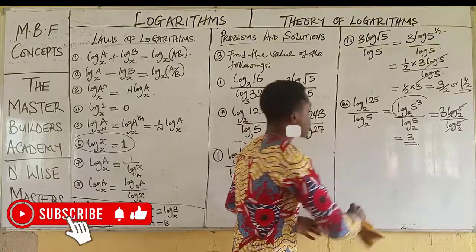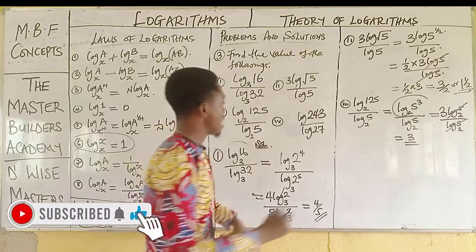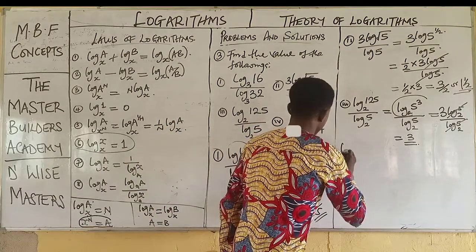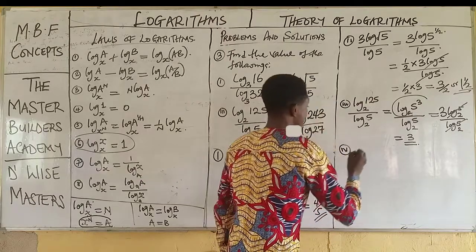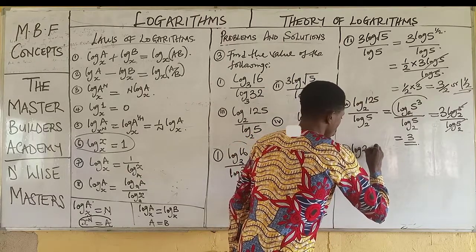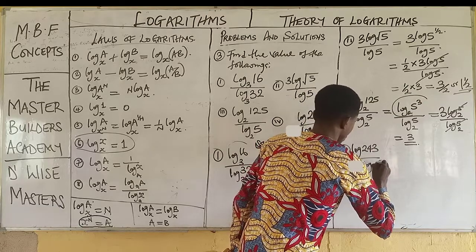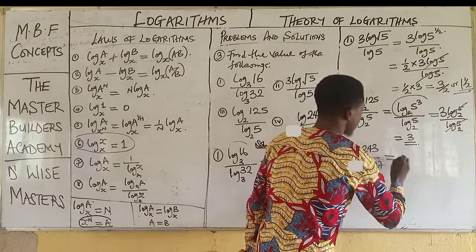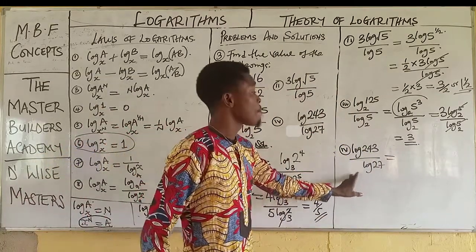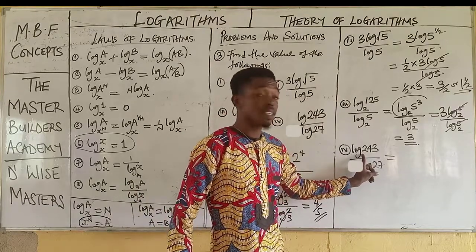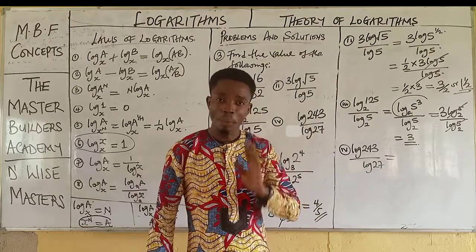Then finally, the last but not the least is this guy, number 4. And for question number 4, we have log 243 to log 27. This is what we have. Now, at this point, guys, this is a log without a base. This is a log without a base. That means it is to base 10.